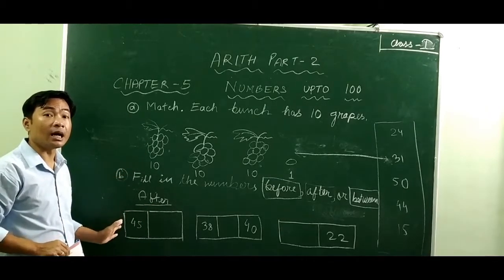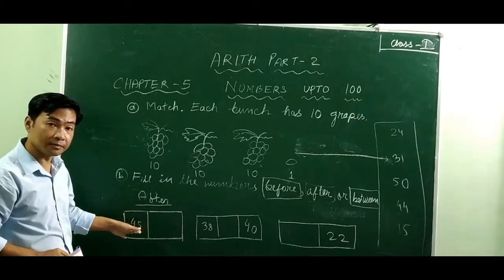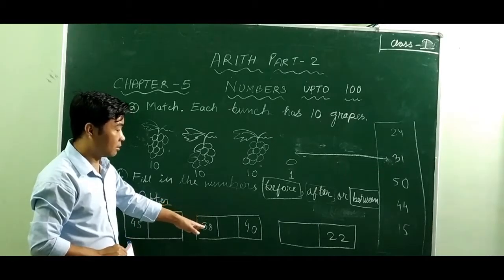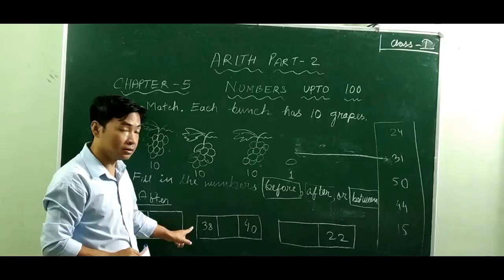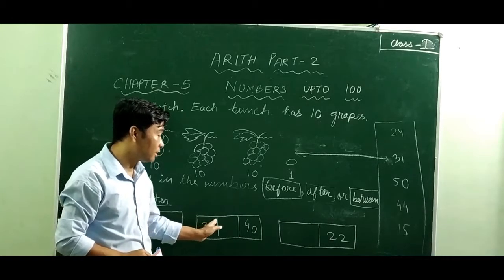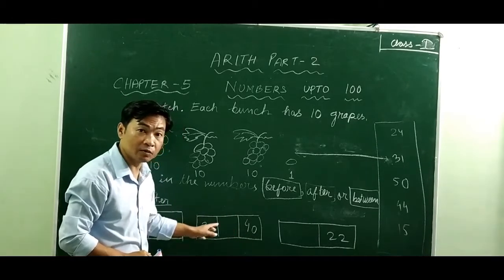Means what comes after 45. Okay? Second thing, we are not supposed to find what number is there here. We are going to find, there are two numbers given. We have to find the middle one.